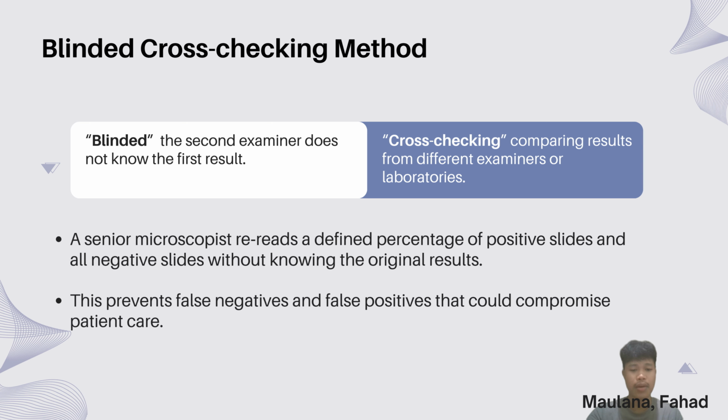Cross-checking means comparing results from different examiners or laboratories. In practice, a senior microscopist rereads a defined percentage of positive slides and all negative slides without knowing the original findings. This prevents false negatives and false positives, both of which could compromise patients' care.